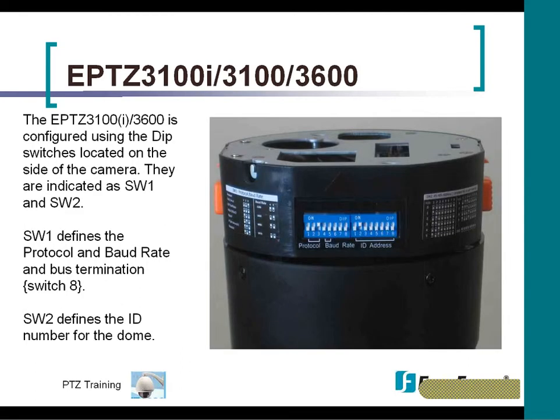This is a screenshot of the EPTZ 3100i, 3100, and 3600. All the camera modules look exactly the same. The dip switches are located on the side of each of the cameras. They are indicated as SW1 and SW2. SW1 defines the protocol and baud rate. And on SW1, switch number 8 is your bus termination, again used only in the daisy chain feature. And SW2 defines the ID number for the dome.